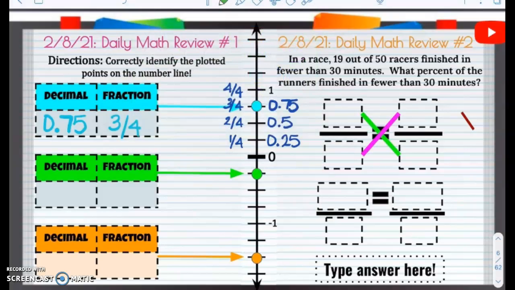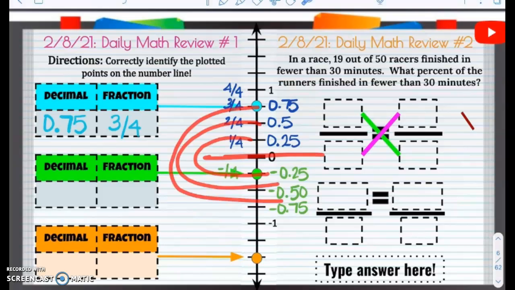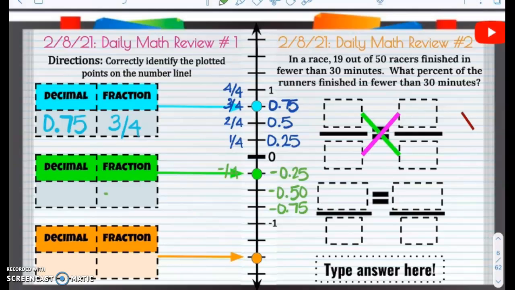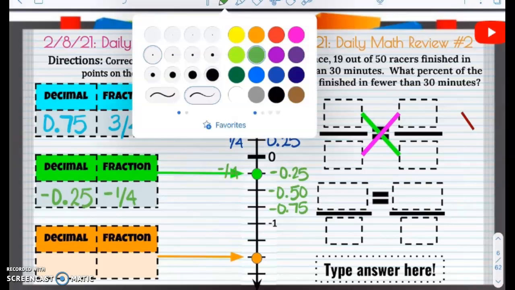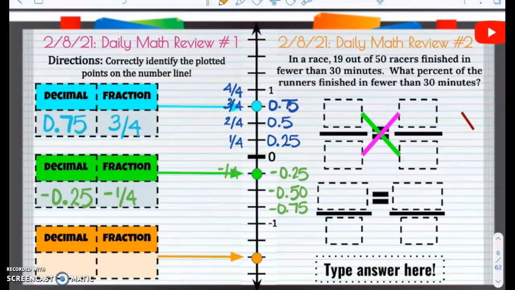Our decimal and fraction, so we have 0, and then negative 0.25, negative 0.5, negative 0.75, or you can put 50, same thing. Then this one would be negative 1/4. Remember how we can split our number lines in half and have a rainbow, and it's the opposite on the other side? So in this case, it's going to be negative 1/4 and negative 0 and 25 hundredths.